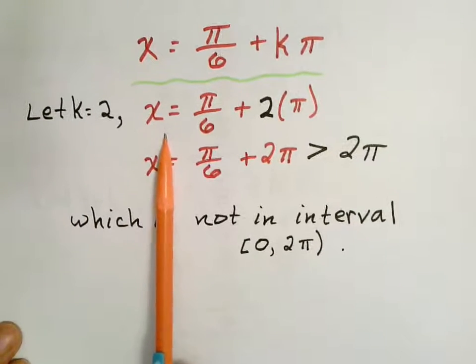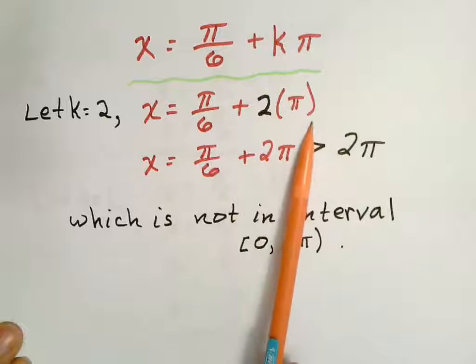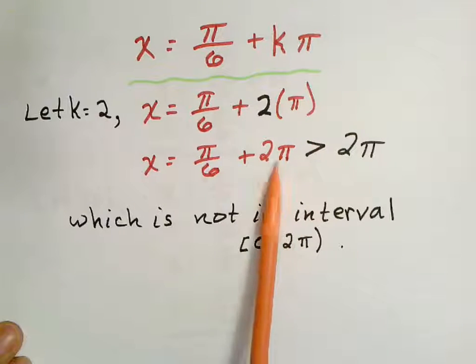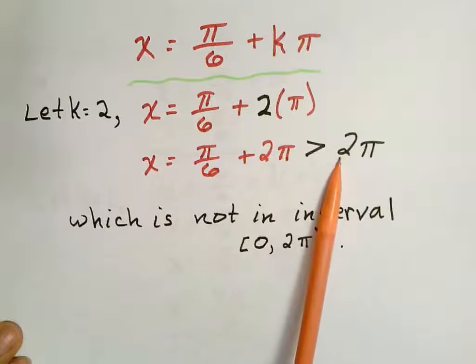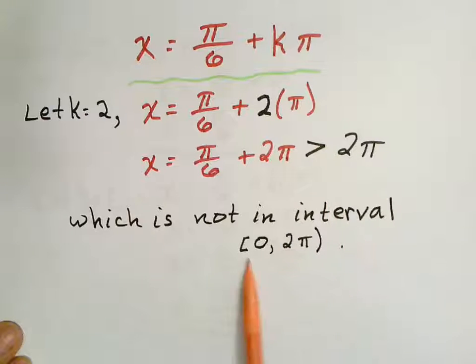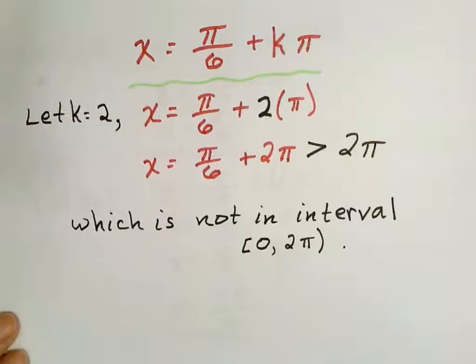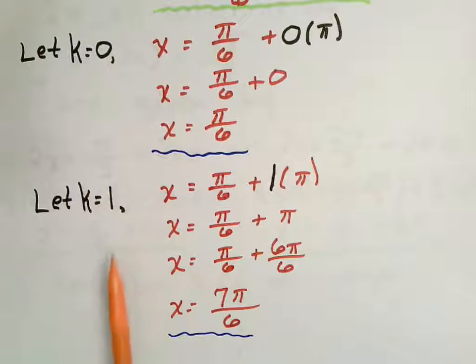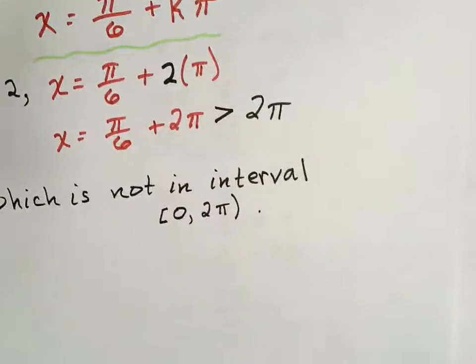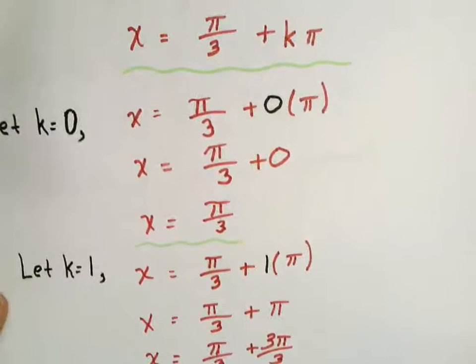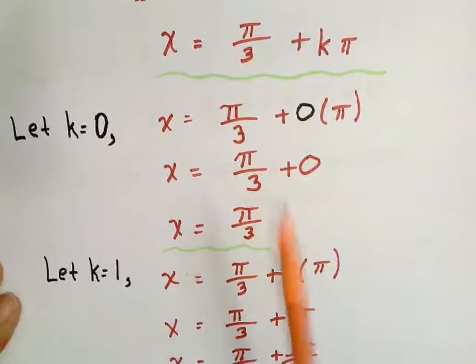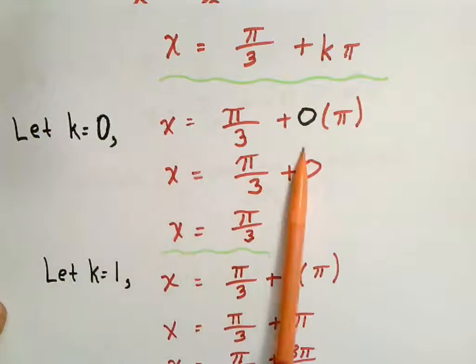Well, when I let k equal 2, it's going to be 2 times pi. But we have 2 times pi plus something, which is greater than 2 pi, which is not in the interval from 0 to 2 pi. So the only k's that we will use will be k equals 0 and k equals 1 to get these two solutions. But remember, we had a second equation that we also had to solve. So here is the second equation. And we're going to let k equal 0 again.